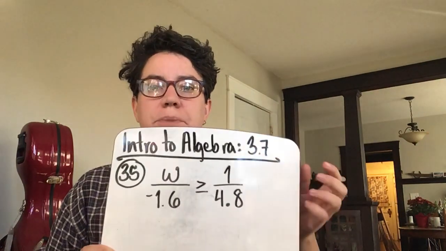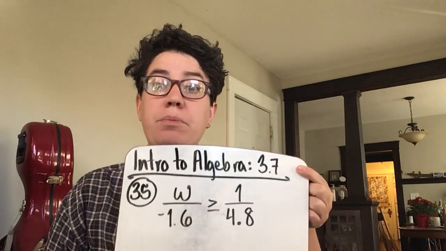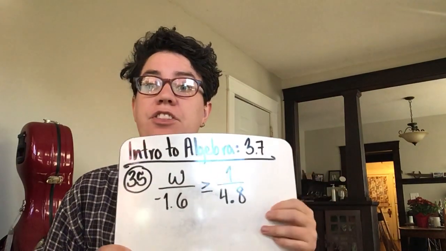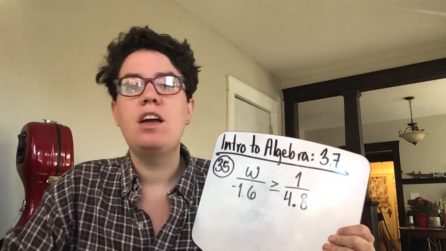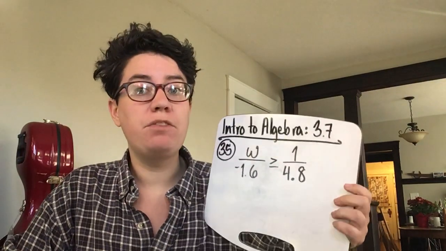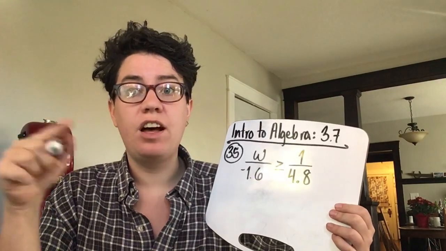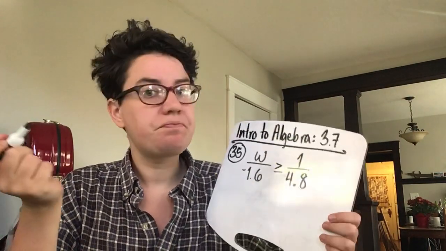Hey all, so we're going to be talking about the homework questions you had from 3.7. The main ones were 35 and 37. We're going to go over them in order, so if you want to skip ahead to 37, just fast forward the video a little bit.